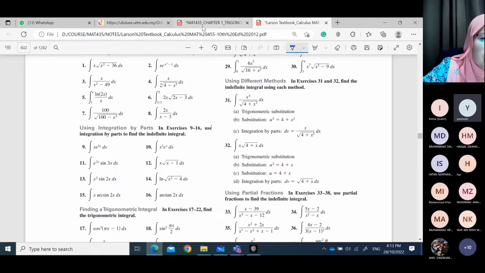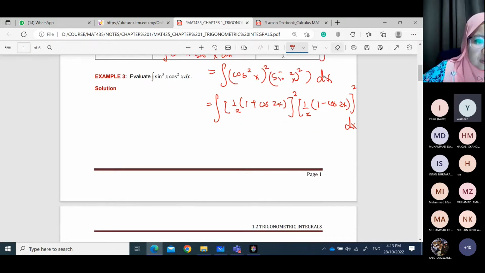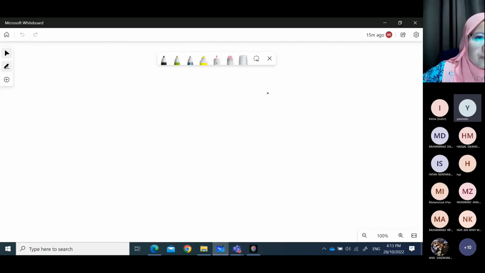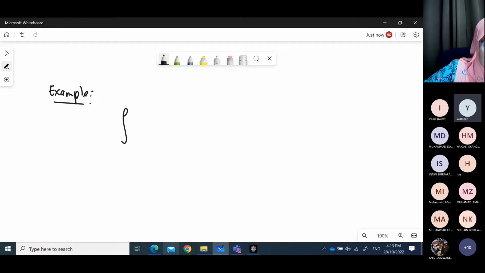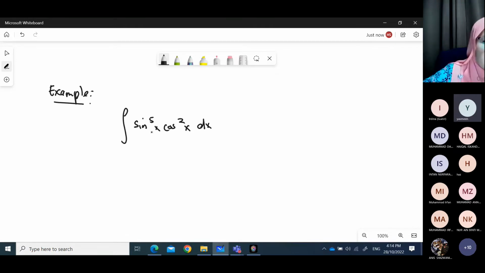Okay, tak apa. Kita discuss example ni boleh tak? Walaupun kita discuss dalam kelas, boleh tak kita discuss sekali lagi? Untuk example. Boleh. Okay, so untuk example, kita ada integral apa tu? Sin to the power of 5 times cosine square x dx. Kata kita ada soalan macam ni, sin to the power of 5x cosine square x dx.